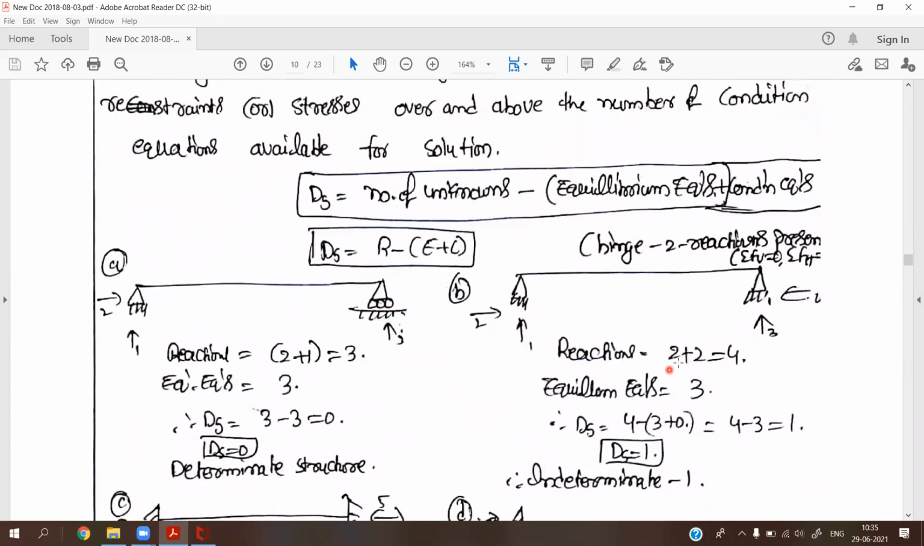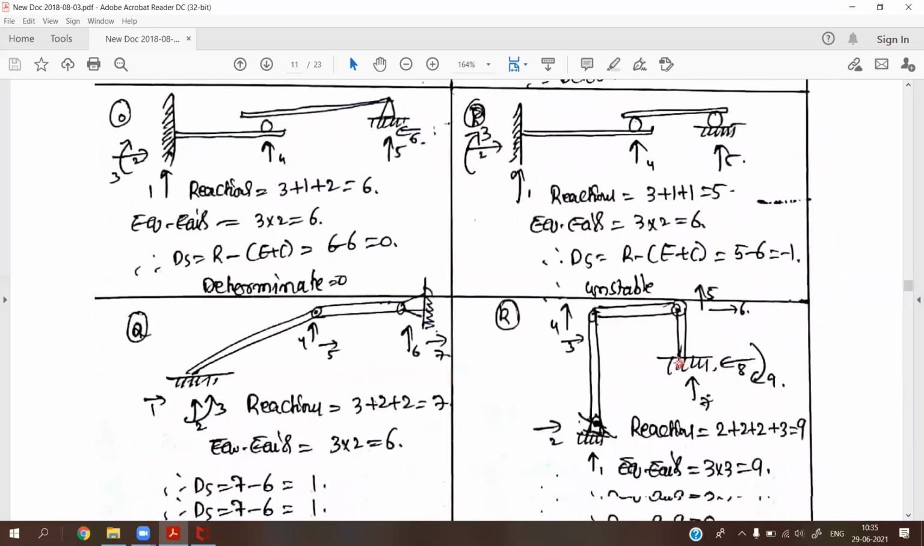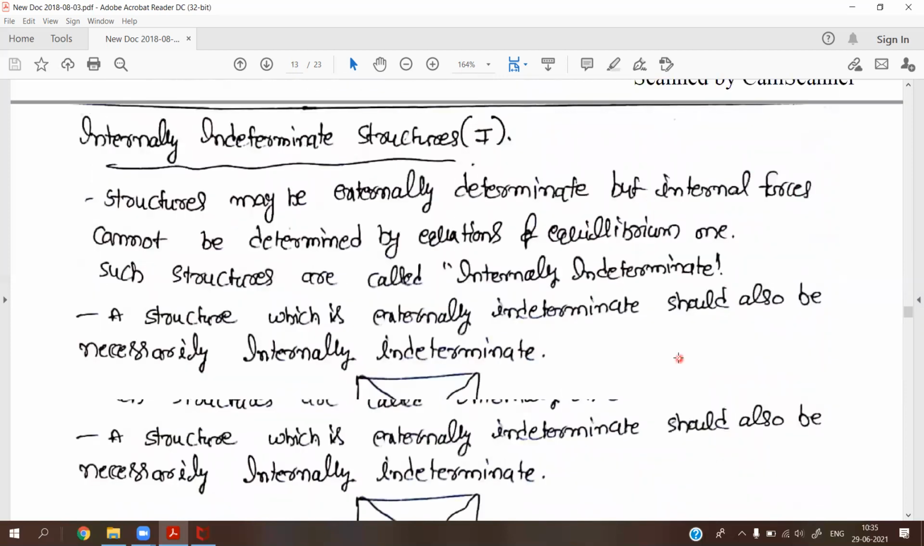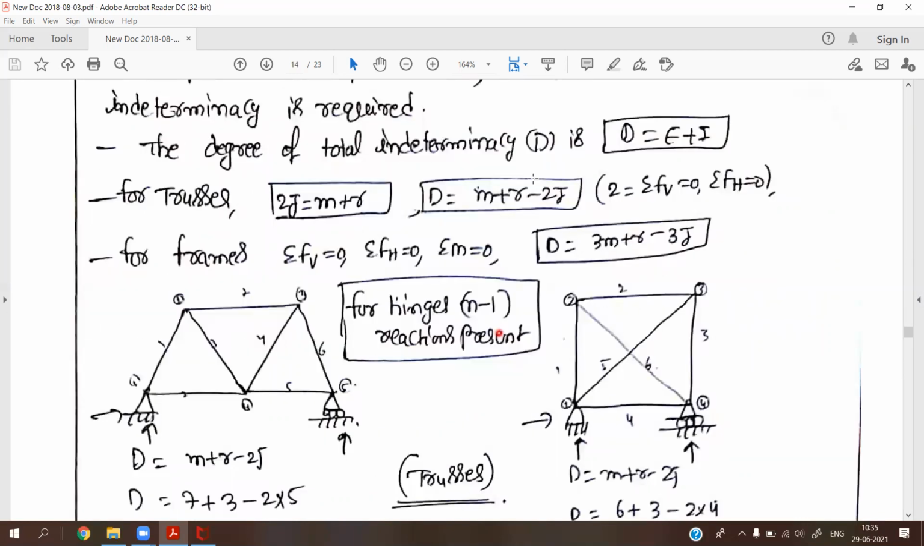Next, for frames. For trusses, these are already internal hinges, so there is no need to consider the presence of hinges at the trusses. For frames, we observe that n minus 1 reactions are present in this hinge.